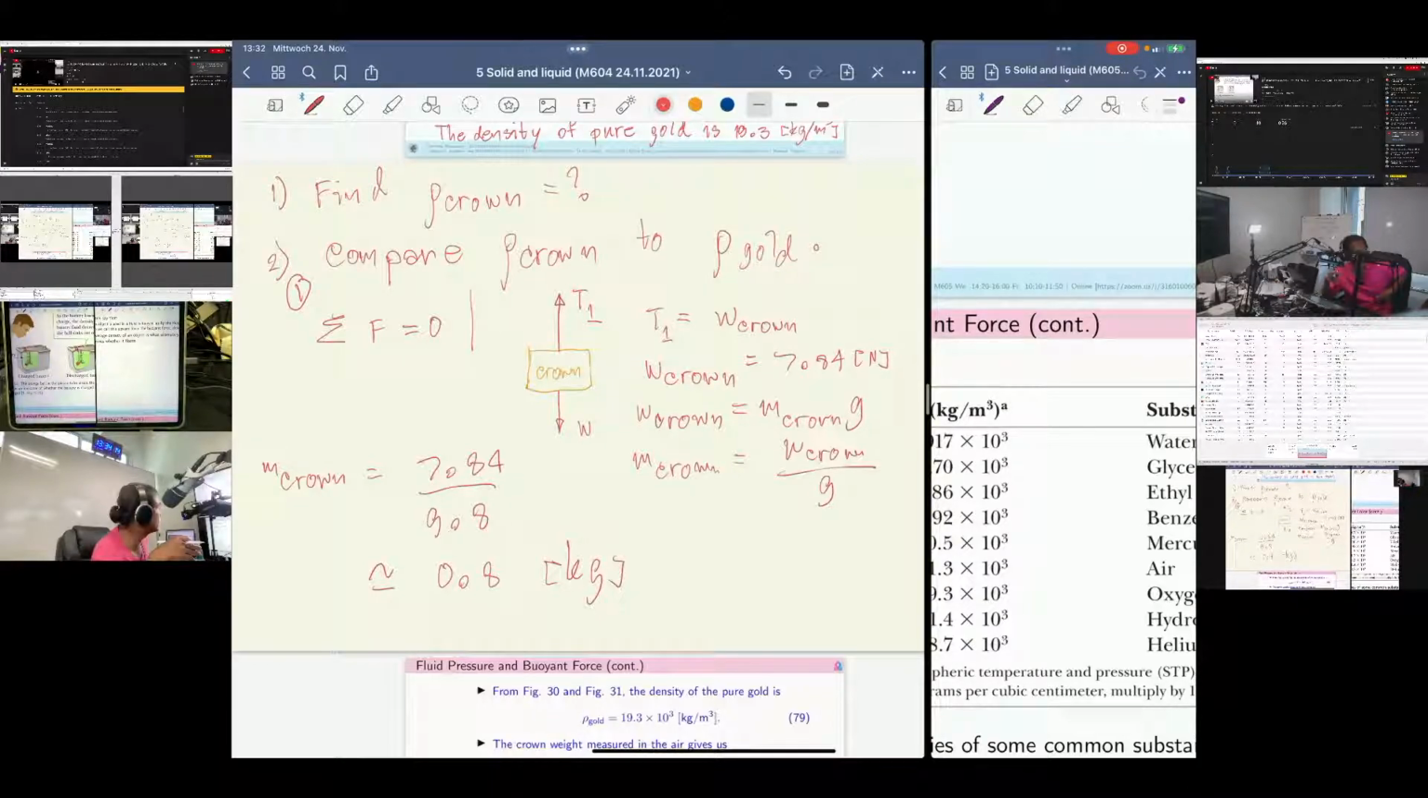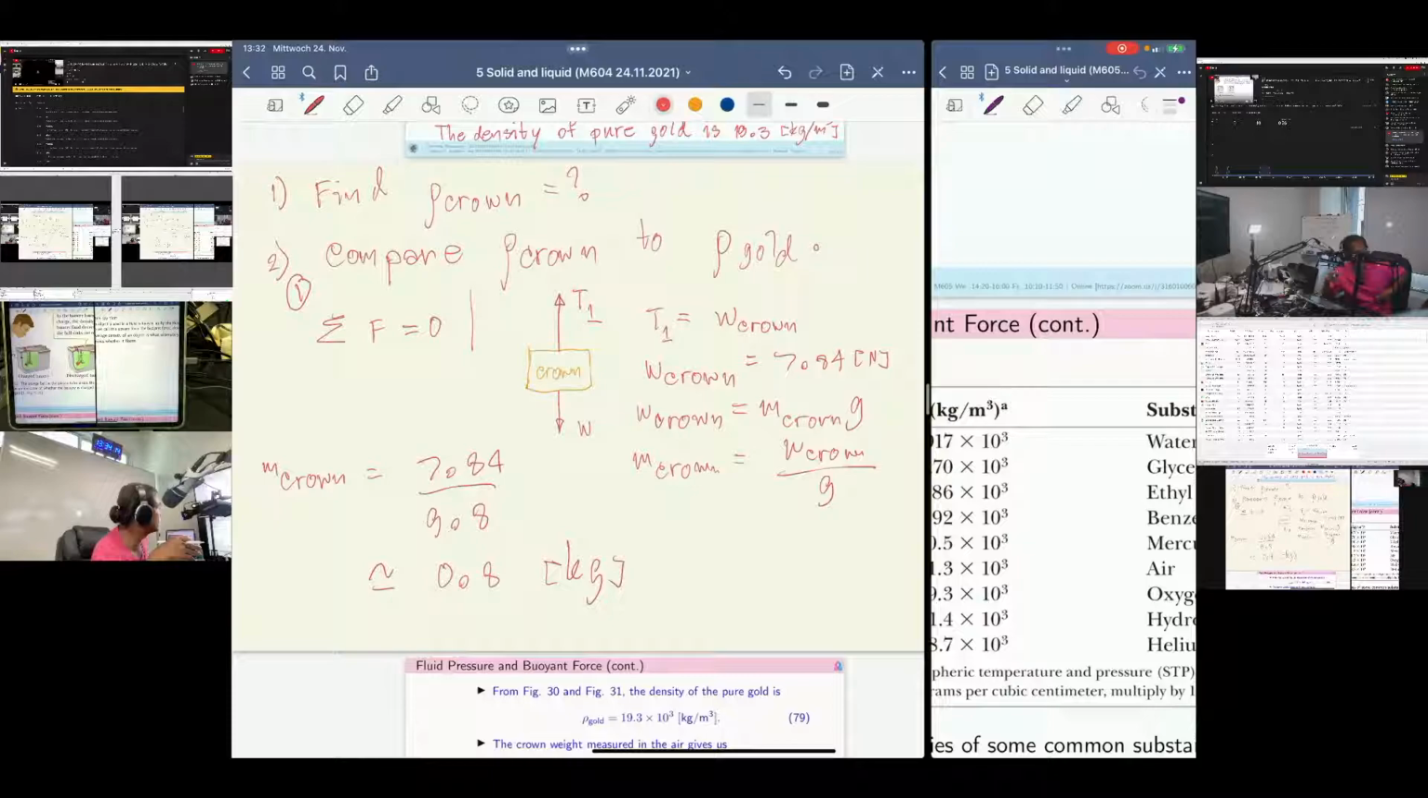Okay, it's known. The second one we need to know is the volume of the crown, which is unknown, and we need to find it, okay. So now let's go ahead with the second experiment. We need to find the volume of the crown. How could we measure the volume of the crown?